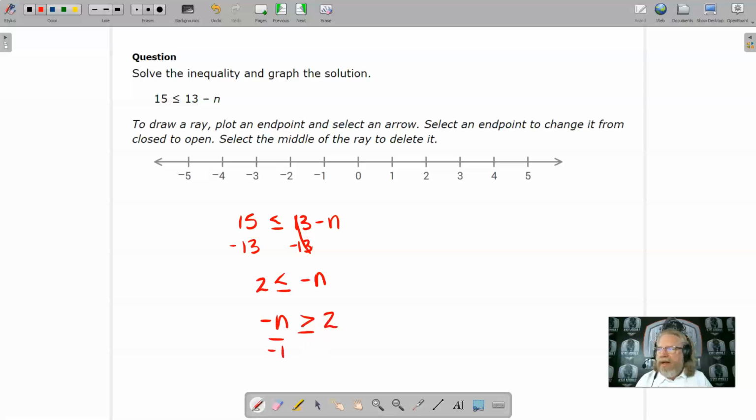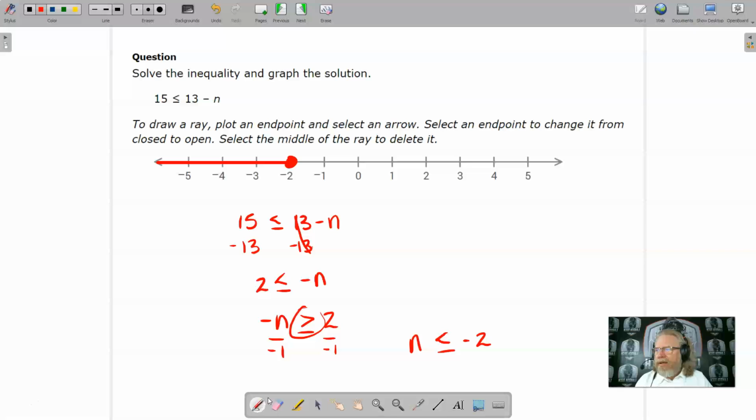Now let's divide by negative 1. Negative divided by negative is positive, so I'm just going to get n. 2 divided by negative 1 is negative 2. But I did divide by negative, so I need to switch that sign, going the other way. Now we can go ahead and graph our answer, finding negative 2. We do want it to be a closed dot because it is less than or equal to, so negative 2 could be a solution as well. And we want our arrow going to the left.